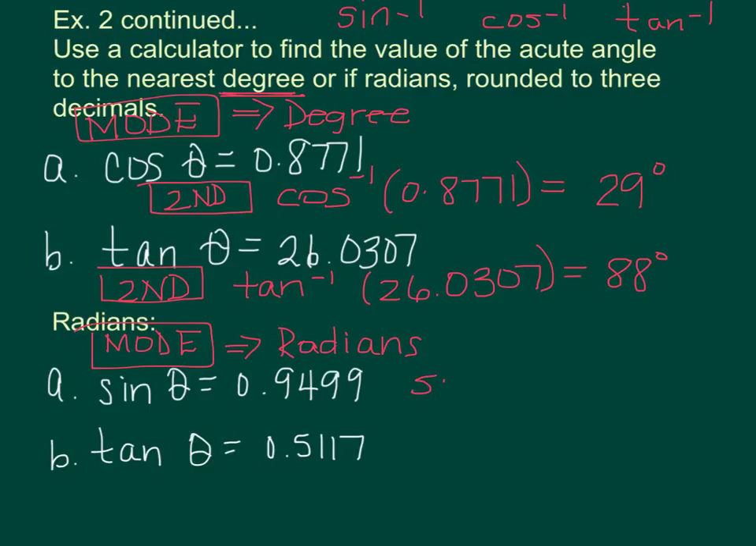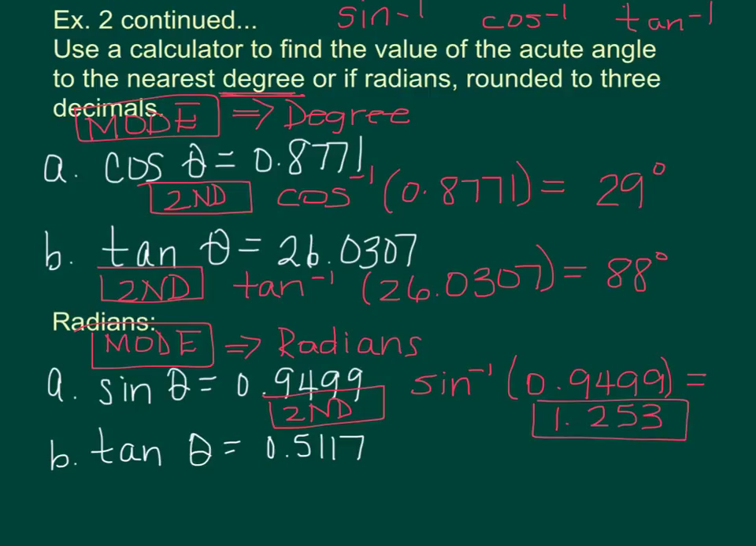So sine inverse, or let's do second sine, 0.9499. And they want us to round to 3 decimals, so that's 1.253.